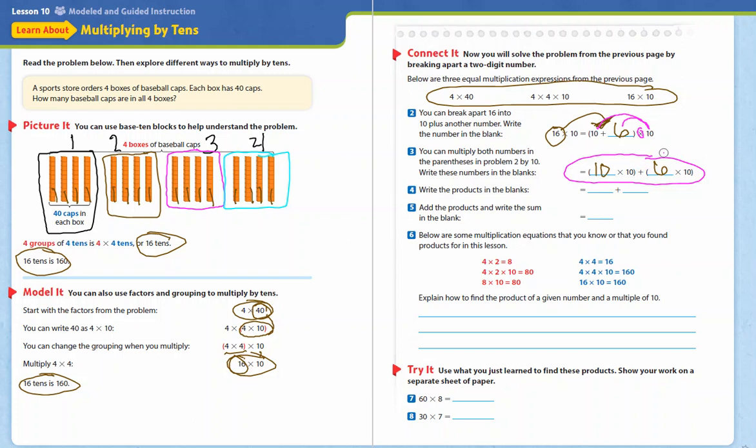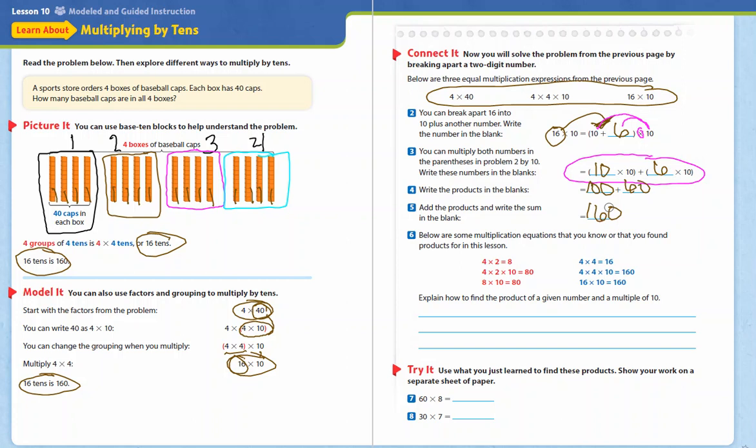So now all we have to do is write the products in the blank. The product is the answer to a multiplication equation. So 10 times 10 is 100. 6 times 10, if I have 6 tens, equals 60. So now I have an easier addition problem to work with. 100 plus 60 equals 160.